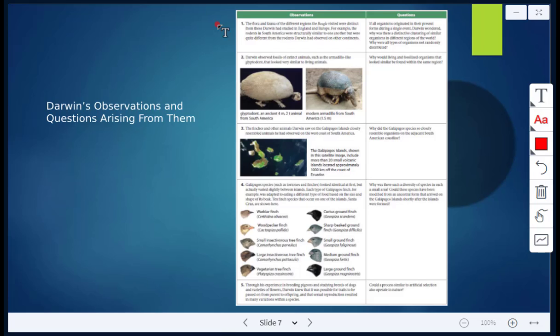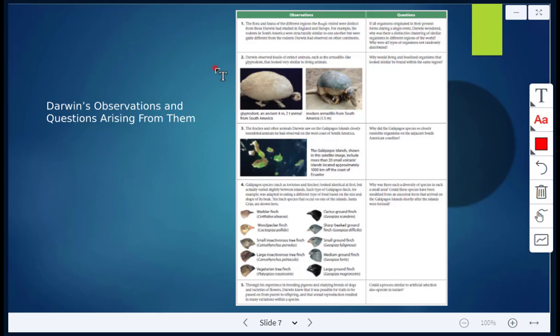So the questions that he had were, if all organisms originated in their present forms during a single event, why was there a distinctive clustering of similar organisms in different regions of the world? And why were all types of organisms not randomly distributed?